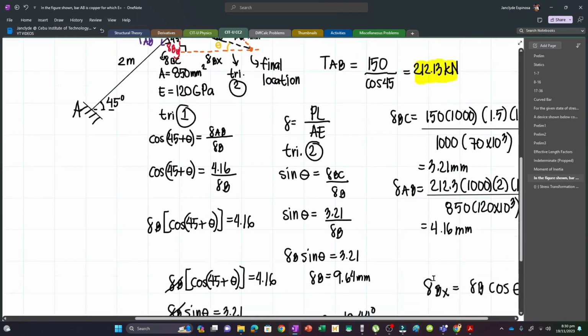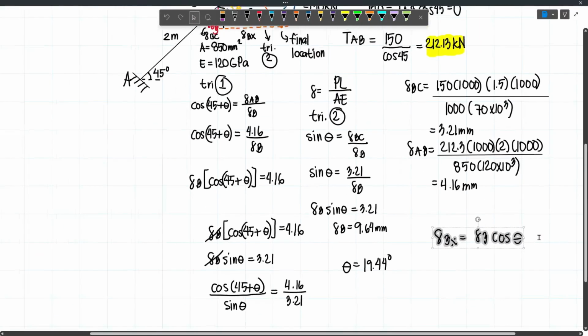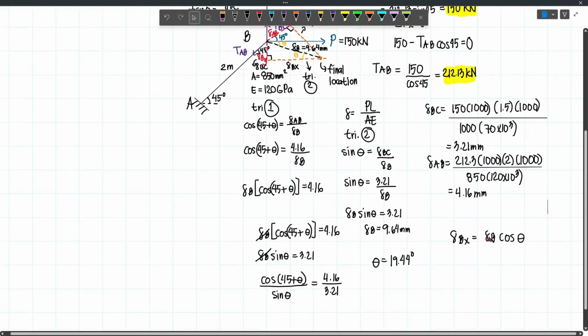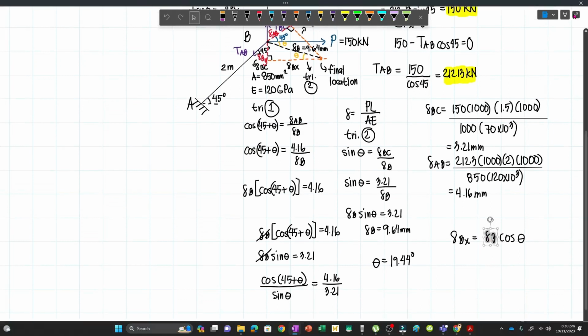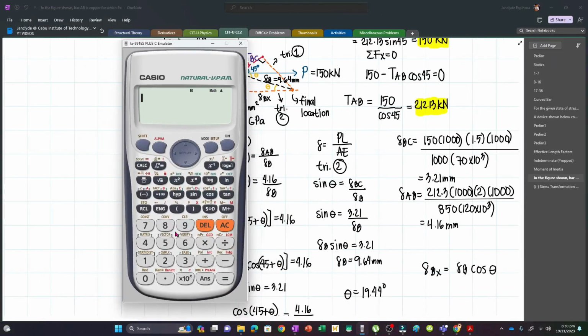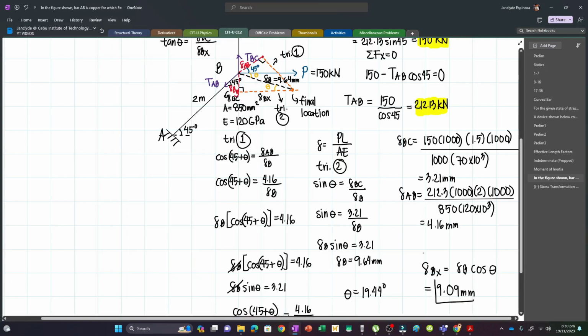But since kani man akong na sugdan kanina lang, ang elongation sa B along x is just the elongation of B and then cosine theta. So ato na iswat dire. May mo na siyang 9.64 and then cosine 19.44. So mo na 9.09, and then mo na ni atong answer gid.